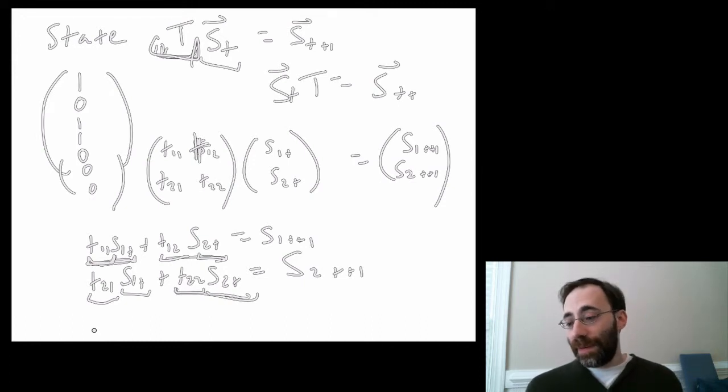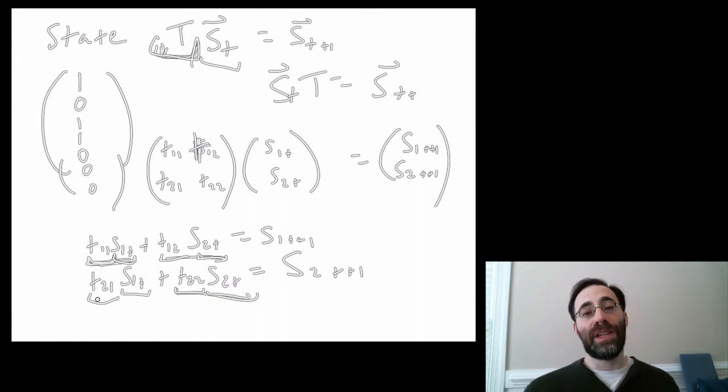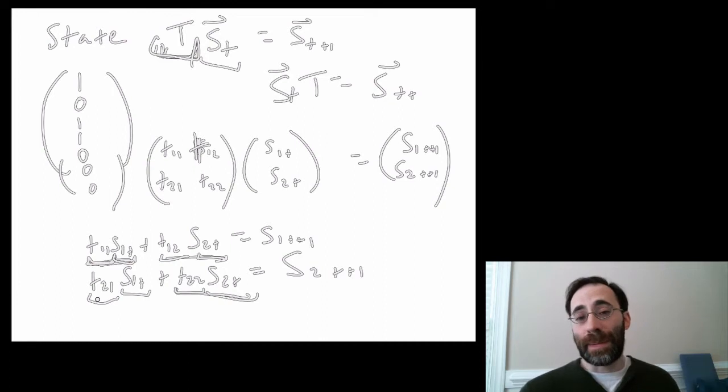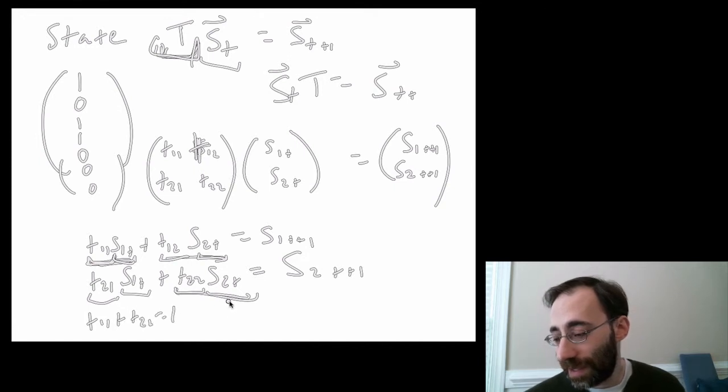Because you have to end up somewhere, so if you start at state 1, you have to either go to state 1 again or go to state 2. You have to be somewhere. T11 plus T21 has to equal 1. So the columns have to add up to 1 in this formulation, right? Because S1, the first element, must go somewhere. If you started in state 1, you must end up in either state 1 or state 2 with some probability. Therefore, the sum of all the ways you could move from state 1 has to equal 1. So we know that T11 plus T21 equals 1, and similarly T12 plus T22 equals 1.